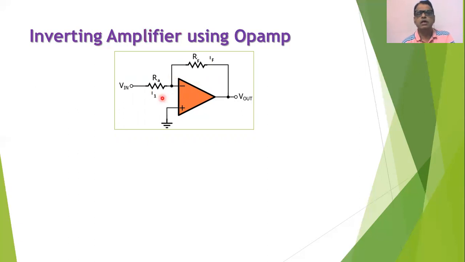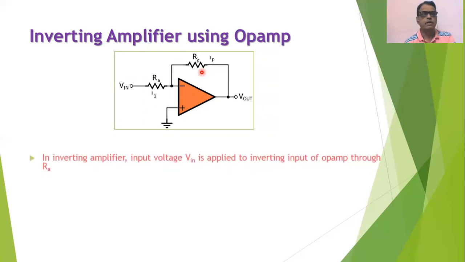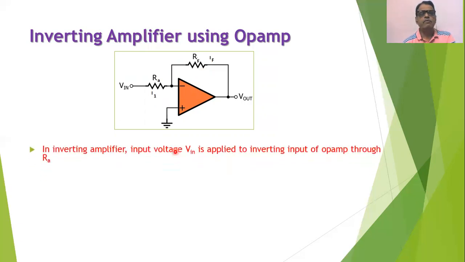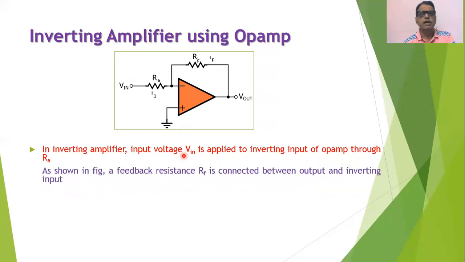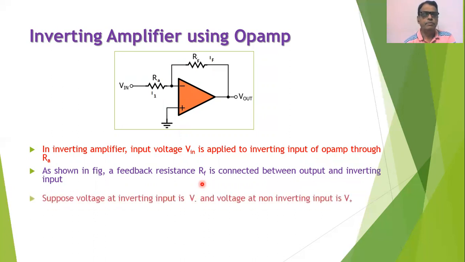Suppose I1 is the current flowing through the resistance Ra and If is the current flowing through the resistance Rf. So it is a very simple circuit. Externally, we need to add only two resistances Ra and Rf as shown in this diagram. In inverting amplifier, the input voltage is to be applied to the inverting input through the resistance Ra. A feedback resistance Rf is connected between the output and inverting input of the operational amplifier.